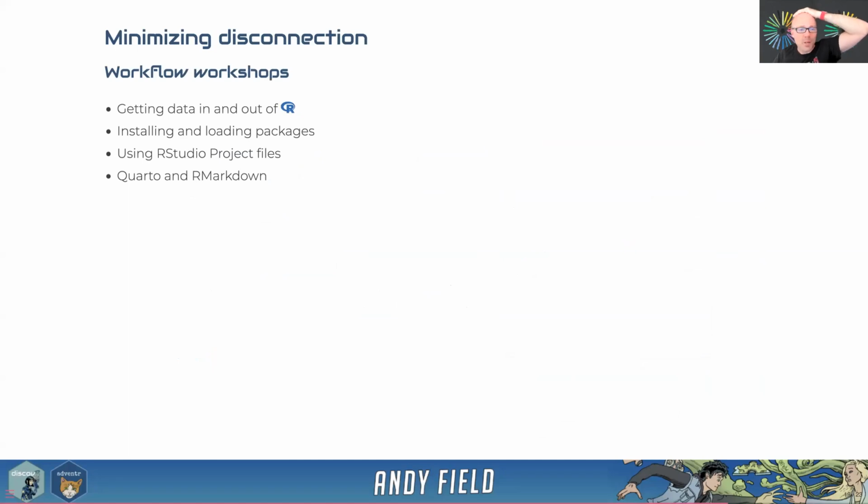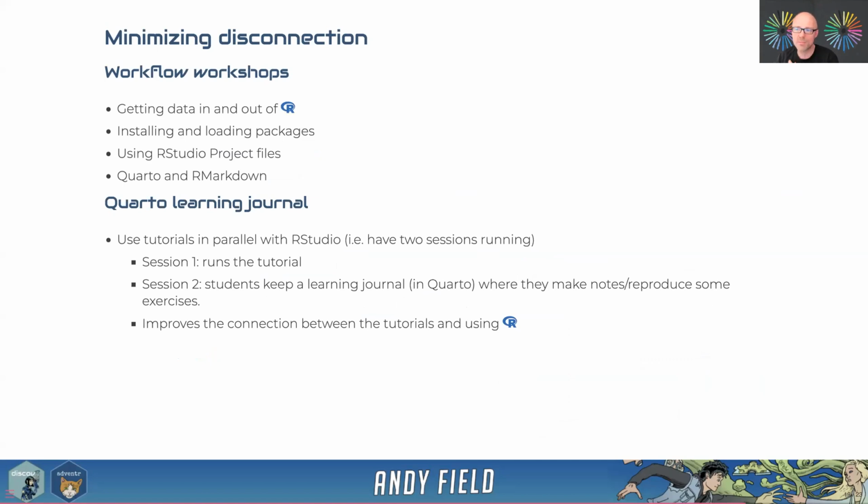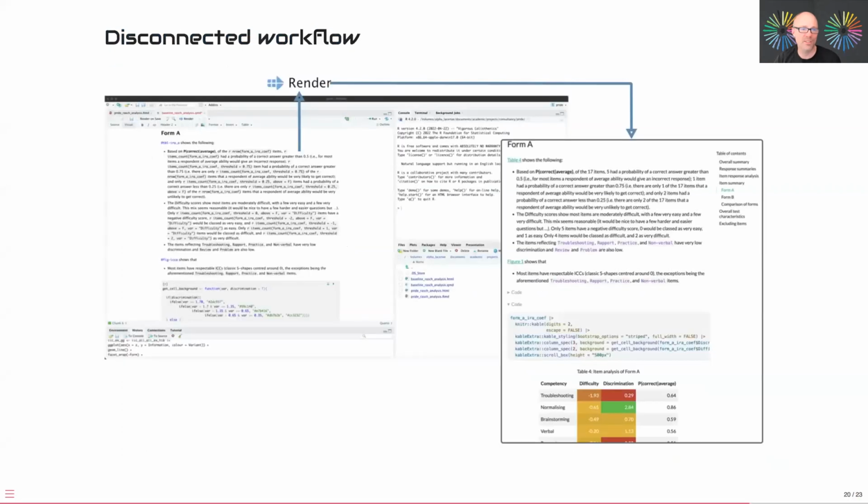The thing we do, primarily in my postgraduate module, is a couple of really intensive workshops at the beginning of term, all about getting data in and out of R using Quarto and how to produce documents, so the basic workflow of everything. Then we ask them to keep a Quarto learning journal. Although they're doing a learnr tutorial each week, they are supposed to, in parallel, have a Quarto document where they copy some of the code across and write notes to themselves. This does improve the connection between working in RStudio and learning how to code, which I think is quite important.